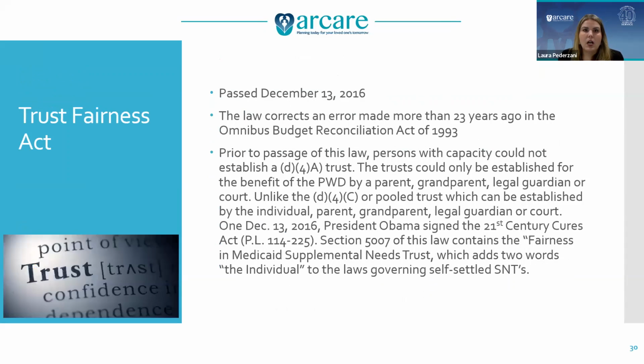I did want to bring this up too, because there was a little bit of confusion in one of the previous presentations we did. We wanted to clarify about the Trust Fairness Act that was passed in 2016. This Trust Fairness Act corrected an error that was made in the Omnibus Budget Reconciliation Act of 1993. Prior to the Trust Fairness Act, an individual with capacity could not establish a private first-party trust. It could only be established by a parent, a grandparent, a legal guardian, or a court. And then the pooled trust could be established by the individual or any of those options. So again, this was corrected in 2016 to allow the individual to establish a private first-party trust as well.